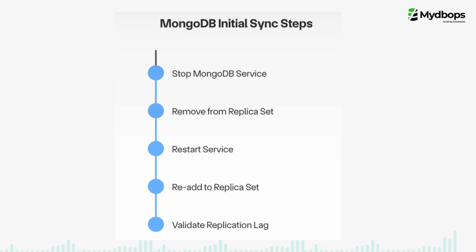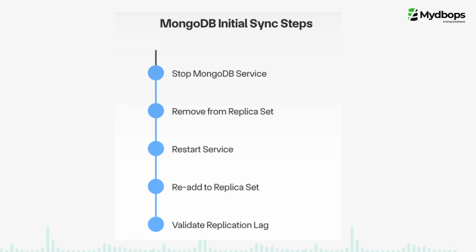Sounds pretty straightforward. But what if my primary node is the one that's super fragmented? No problem. Just promote one of the secondary nodes to be the new primary, and then you can do the initial sync on the original primary node. I get it. So we've got these two options, compaction and initial sync. How do I know which one's right for me? Give me a decision tree, if you will.